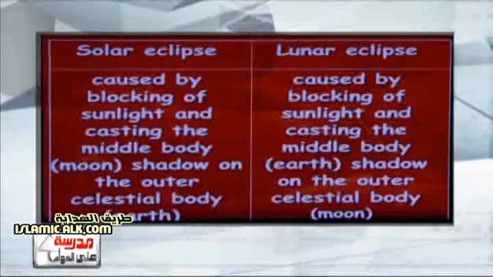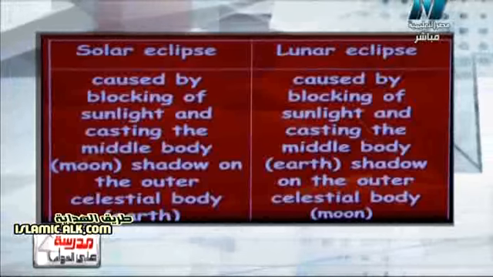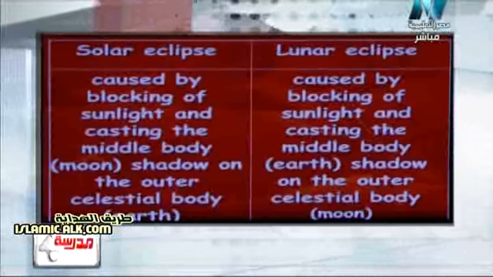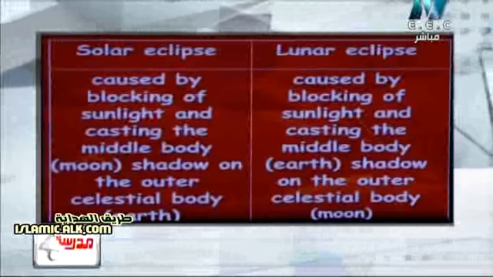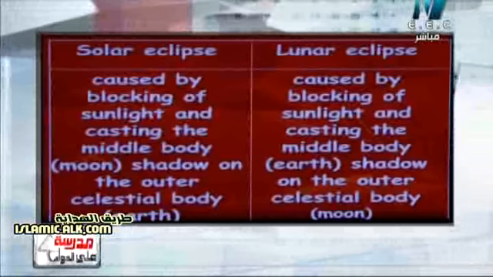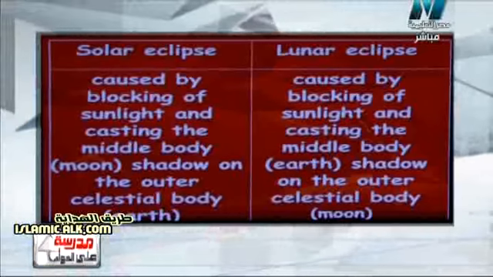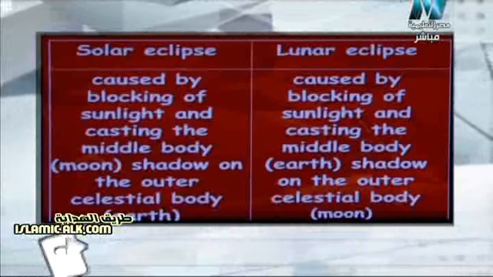So what about lunar eclipse? It's caused by the blocking of sunlight by the middle body, which is the Earth in this case, casting its shadow on the outer celestial body, which is the Moon. In the solar eclipse, the middle body is the Moon, and it blocks the sunlight from the outer celestial body, which is the Earth.